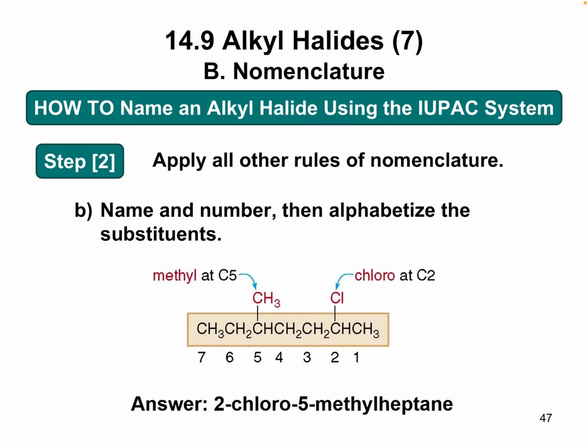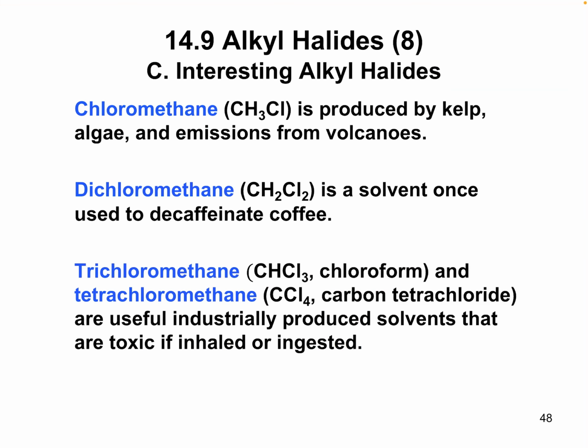And then we name and number and alphabetize our substituents. So chloro comes before methyl. So this would be 2-chloro-5-methylheptane. Pretty simple. So here are a few interesting alkyl halides.